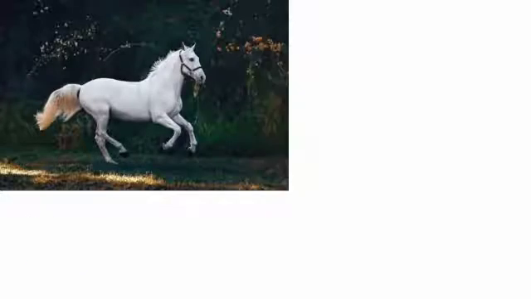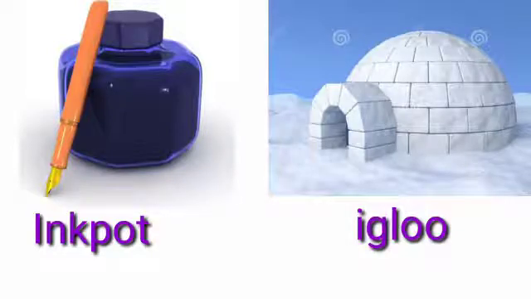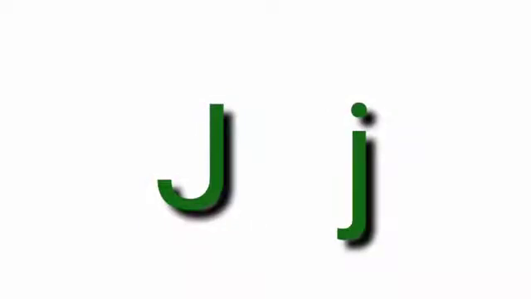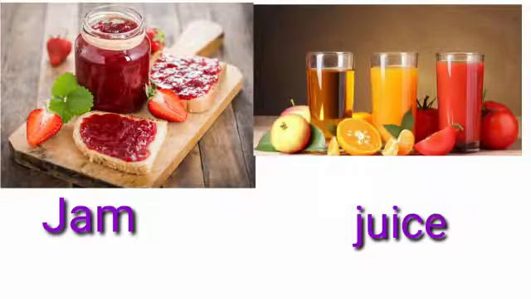Next letter is I. For example, I for inkpot and I for igloo. The last letter is J. For example, J for jam and J for juice.